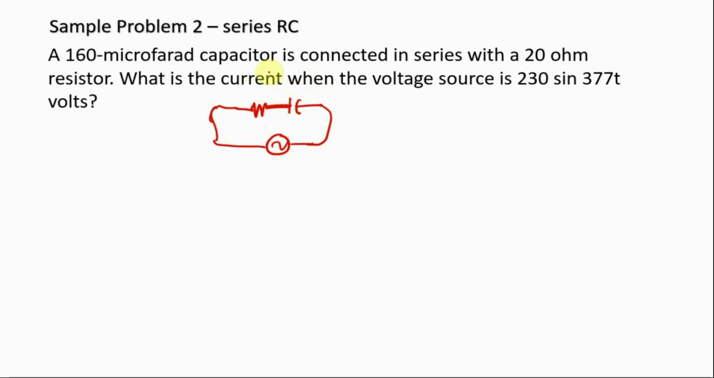Okay, so your R is 20 ohms. You have a capacitor of 160 microfarad, and then the source is 230 sine 377t. So you are again tasked to get the total current. We know that I sub T is derived if you divide the total voltage source by the total impedance. So we have here a given voltage source, E sub T, which is equivalent to 230 sine 377t.